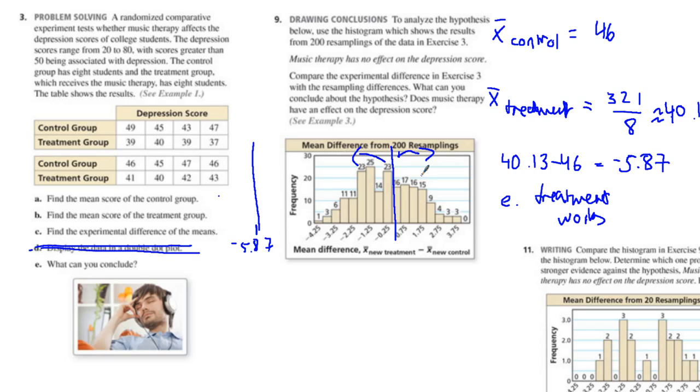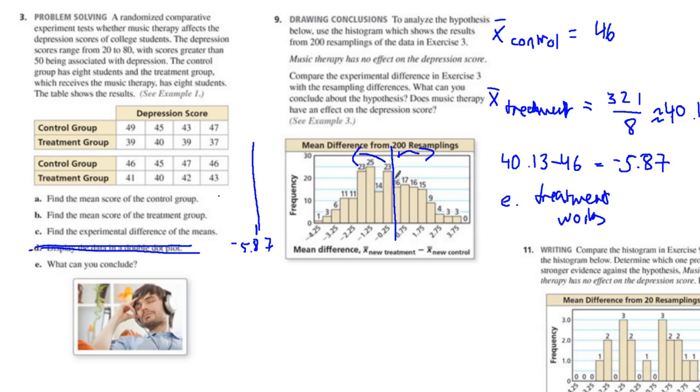Well, not the mean of the mean difference. I mean the zero, right? The zero score, the mean difference of 0. So there is slight, if not no, effect on the depression score in this case. But if you compare it with the experimental difference in exercise 3, then it's a way off anomaly, basically is what I'm trying to say.